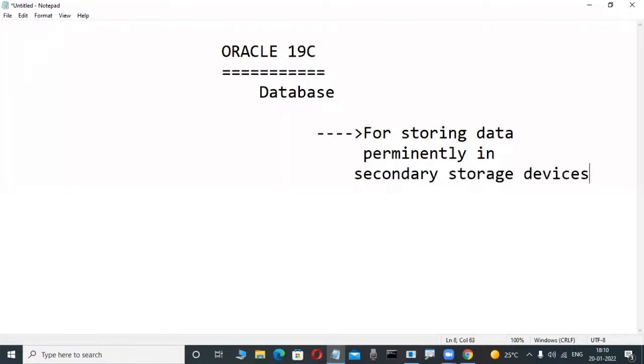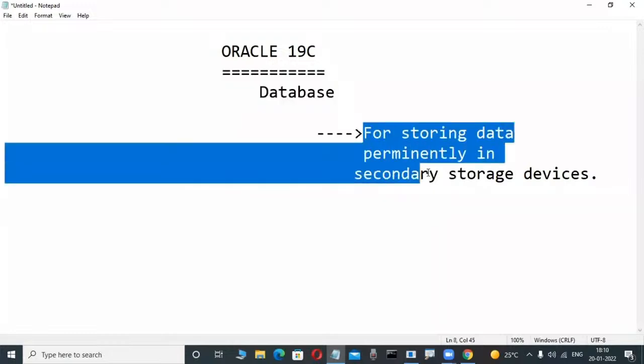Permanent. Suppose today we store data, after 5 years, 10 years, 20 years, even 100 years, your data is still available for us to use. That's why Oracle is a product from Oracle Corporation, with some version number. This is one of the popular database products, and its purpose is storing data permanently in secondary storage devices.